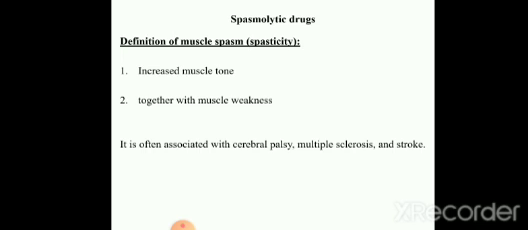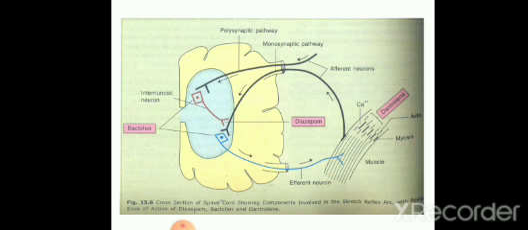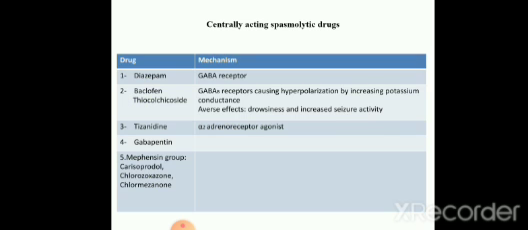Ultimately, as the name implies, they reduce the spasm of the muscles. We can see spasm associated with cerebral palsy, multiple sclerosis, and many other neurological cases. This spasm of muscles can be reduced by using these spasmolytics. As I said, they are classified into two types: centrally acting drugs and peripherally acting drugs. The centrally acting drugs act in the brain and spinal cord, thereby reducing the spasm of muscles.